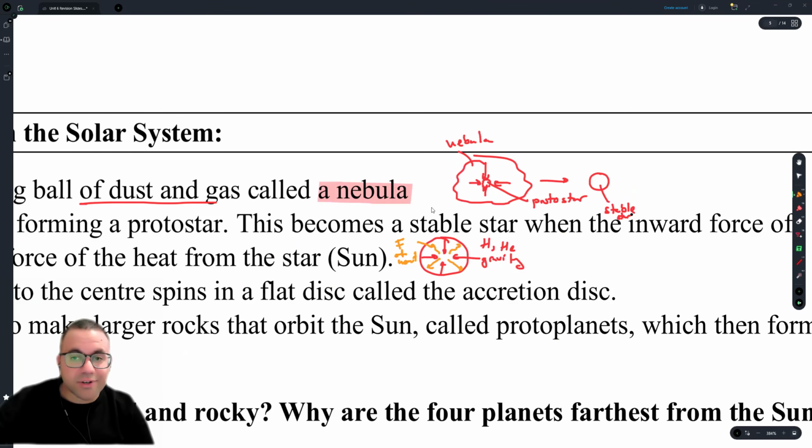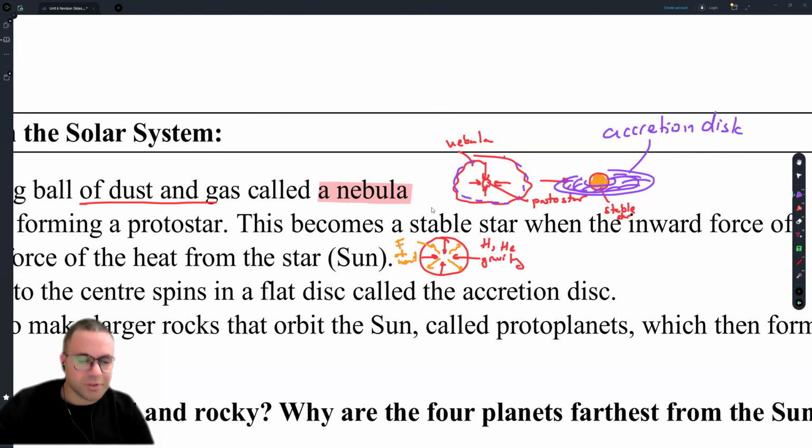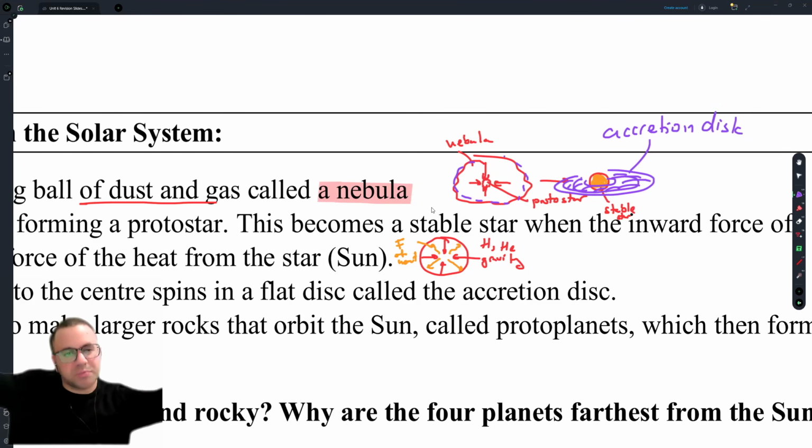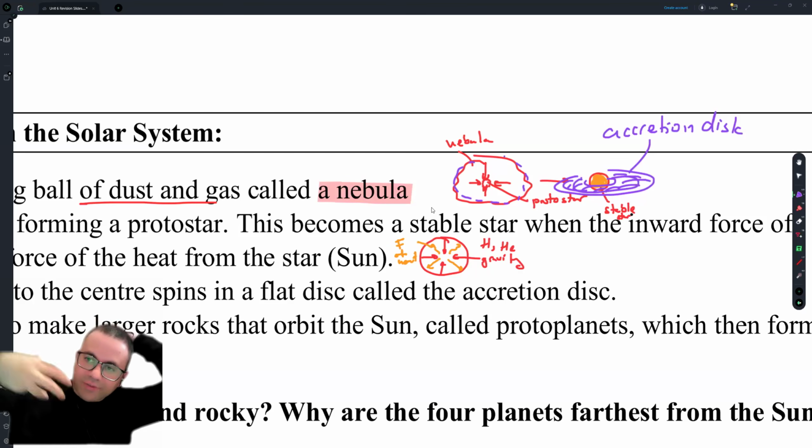That still doesn't explain the rest of the solar system, though. Well, sure. Now, when the star is stable, everything else in the solar system, the rest of this nebula, the rest of the dust and gas, starts spinning around the sun. You have lots and lots of what? Dust and gas spinning around the sun. We call this the accretion disk, right? So they're spinning in a big flat disk. This is because gravity applies a force on them, which causes them to spin, going around in a circle. So circular motion, essentially.